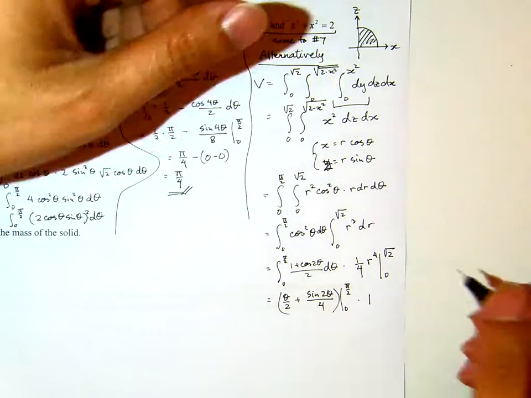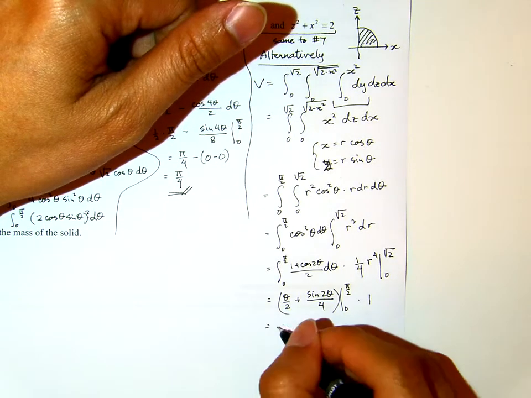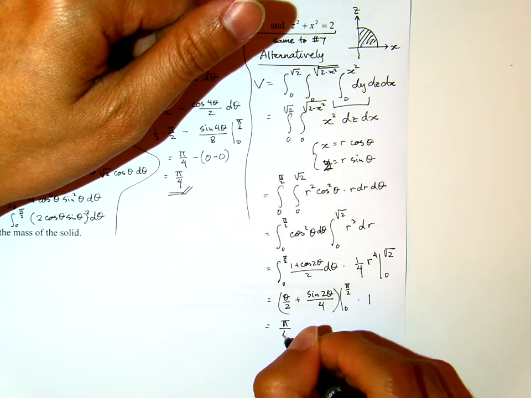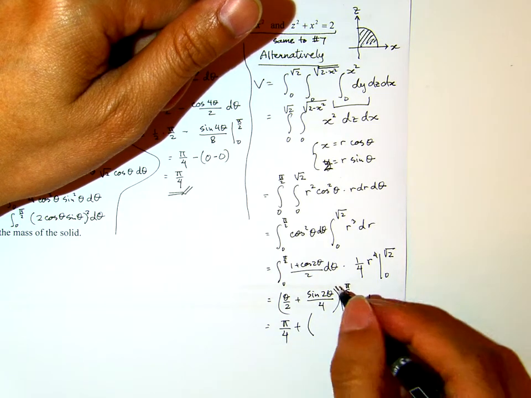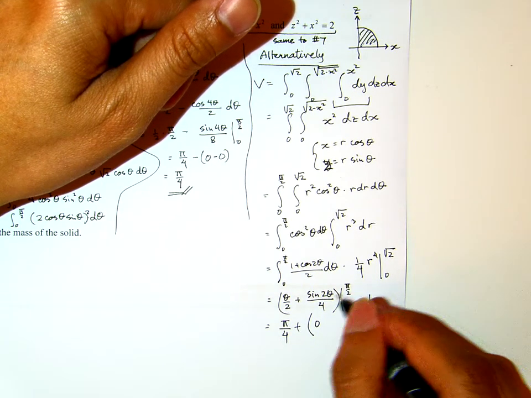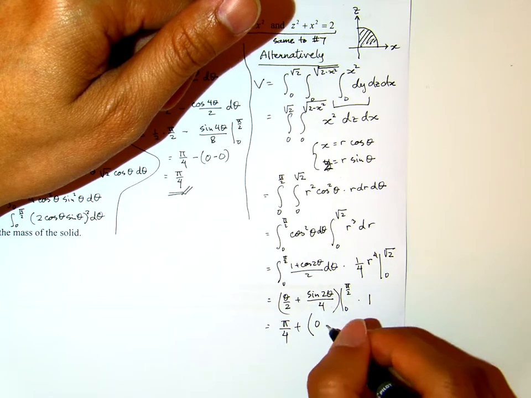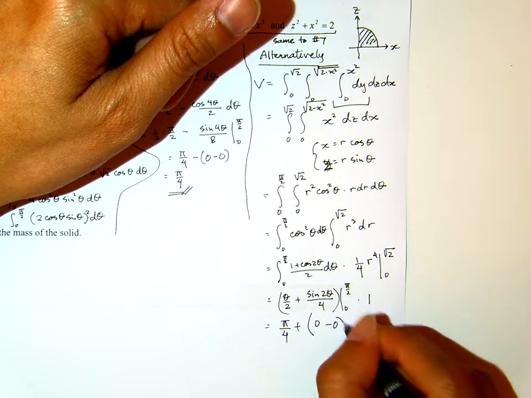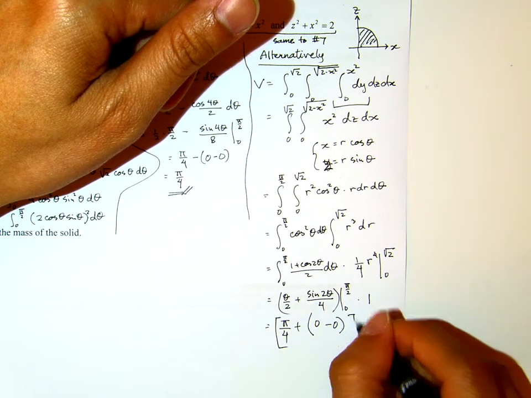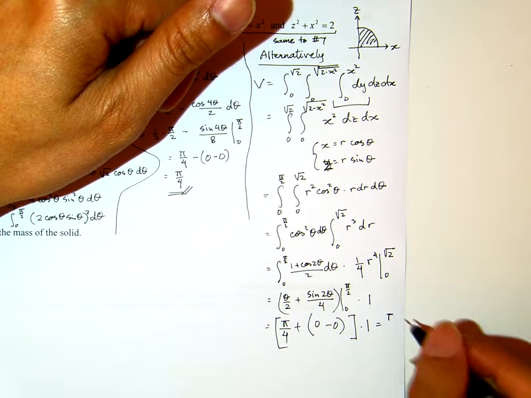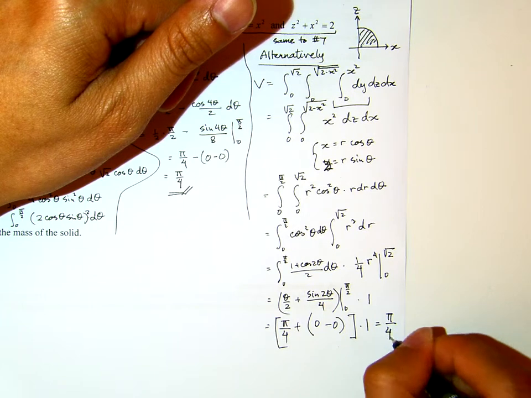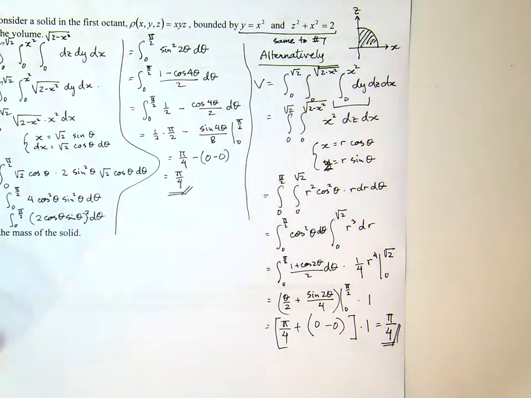Okay, times 1. Now when I plug it in, there will be pi over 4 for the first term, plus the second term will be 0, right? Sine pi is 0 minus sine 0 is also 0. Times 1, you will see eventually that this is pi over 4, the one we got earlier.